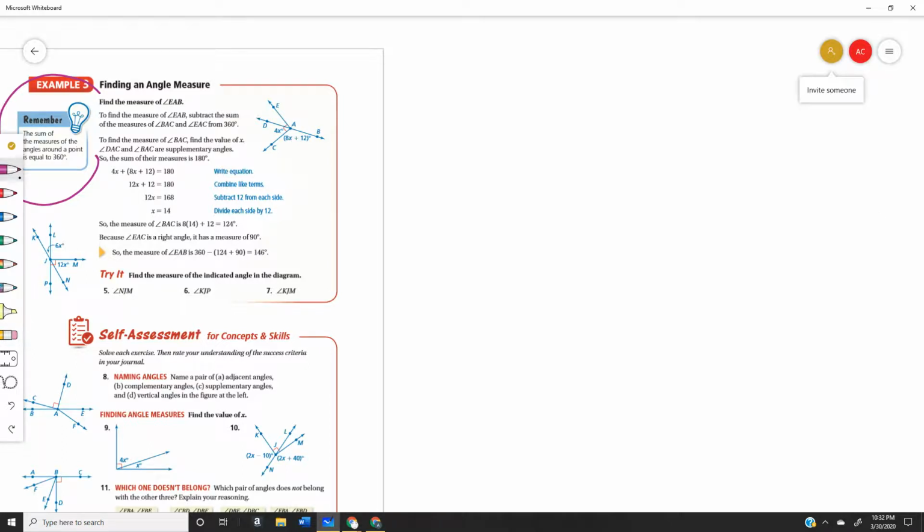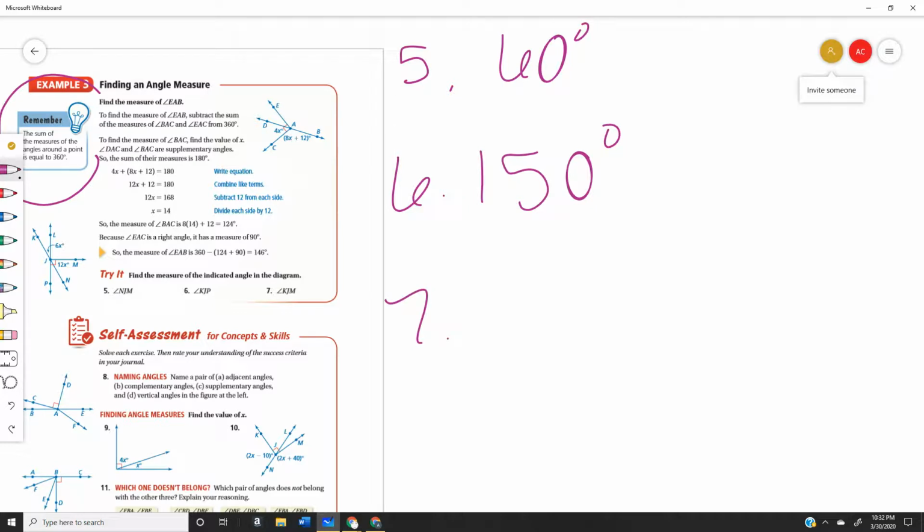Okay, now let's look at the triad. Let's look at triad number 5. It wanted us to find NJM. Okay, the measure of NJM is going to be 60 degrees. For number 6, they wanted us to find KJP. That's a big angle. That's 150 degrees. And for number 7, they wanted us to find KJM. KJM is going to be 120 degrees.